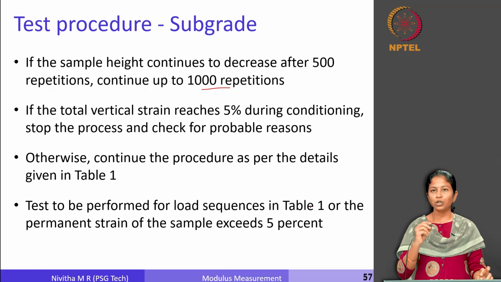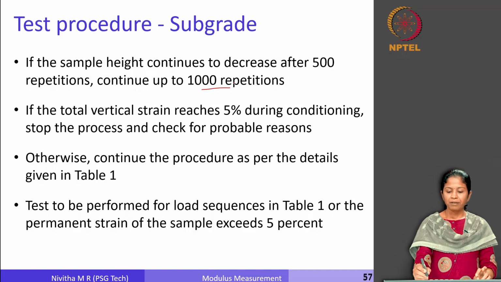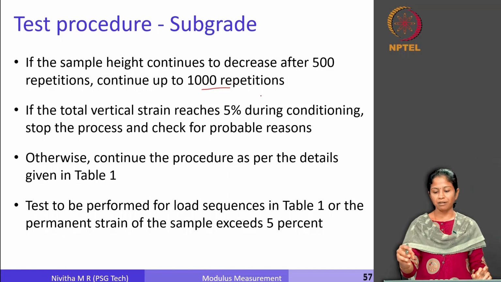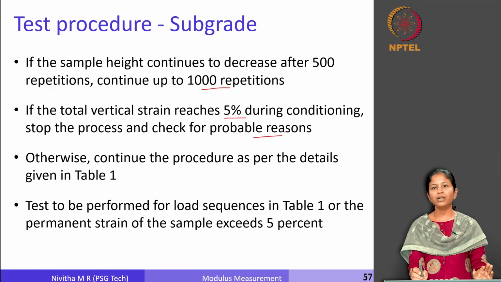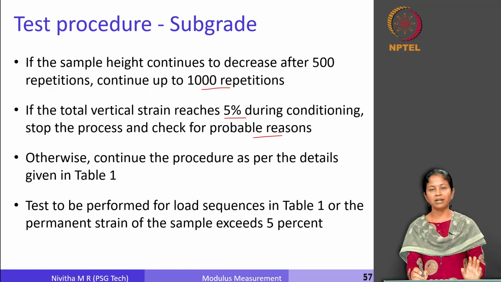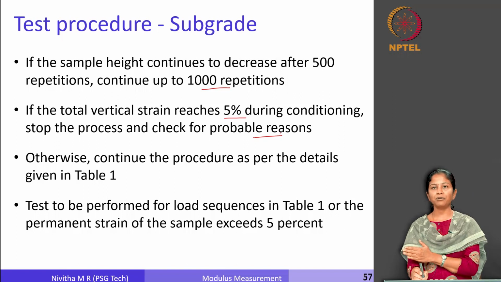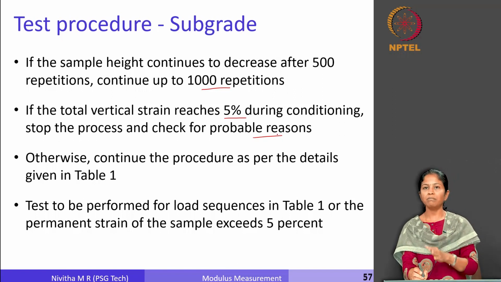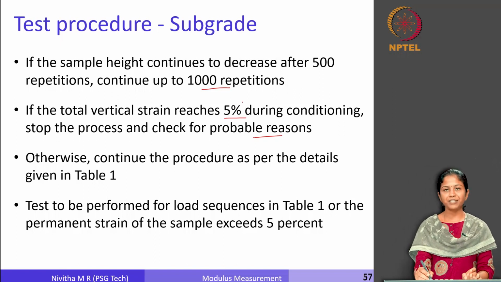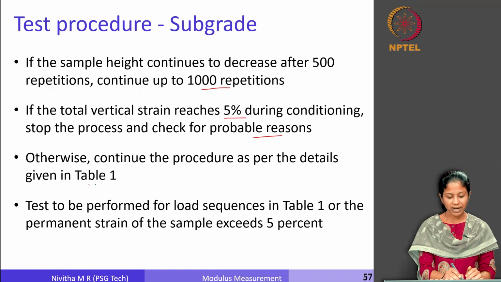So, our ultimate aim is to reach that particular resilient state. If in the initial first 500 to 1000 cycles, the total vertical strain reaches 5%, right, if the vertical strain has already reached 5%, we stop the process and we check for probable reasons. We do not expect the strain to reach 5% within this conditioning procedure. So, in the whole test procedure, wherever the strain reaches 5%, we stop the test, right. That could be during the initial conditioning cycle or even somewhere during the middle of the test. Then if it does not reach 5%, we continue the test and go as per the procedure specified in table 1.